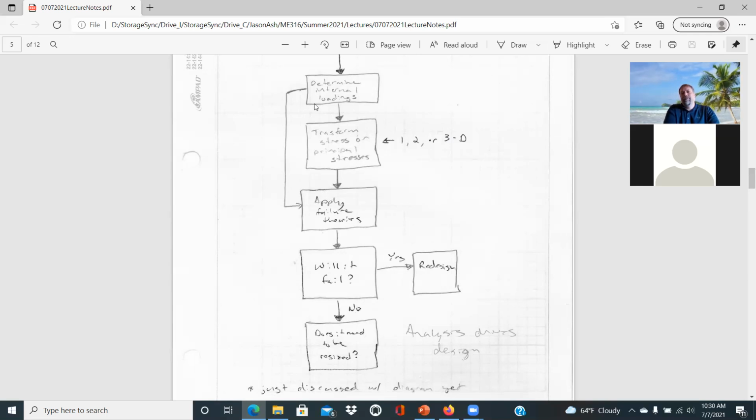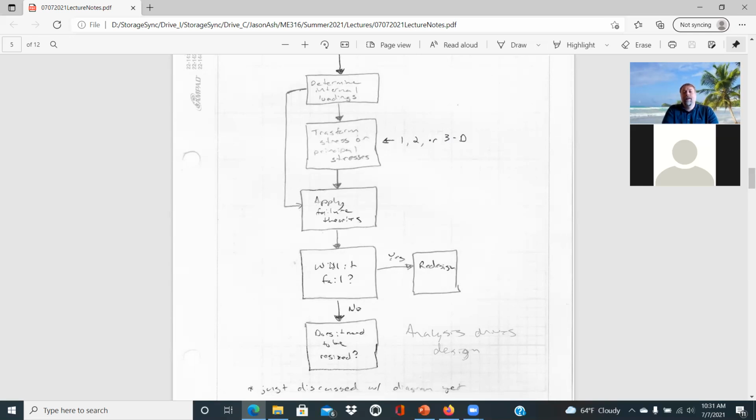There are some failure theories where you can use your state of stress at the point directly and not have to figure out what your principal stresses are. And so we'll discuss that as we move forward.